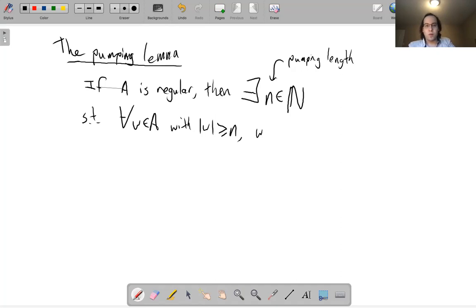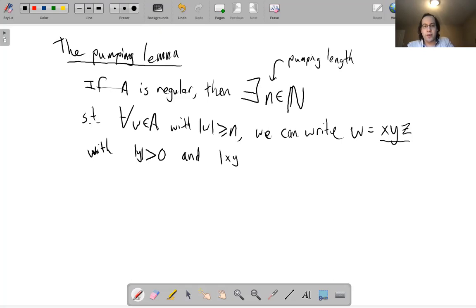we can write for any such string w equals xyz. So we decompose w into a concatenation of three strings x, y, z, with the length of y bigger than 0. y is not empty, and y basically occurs within the first n symbols of w.